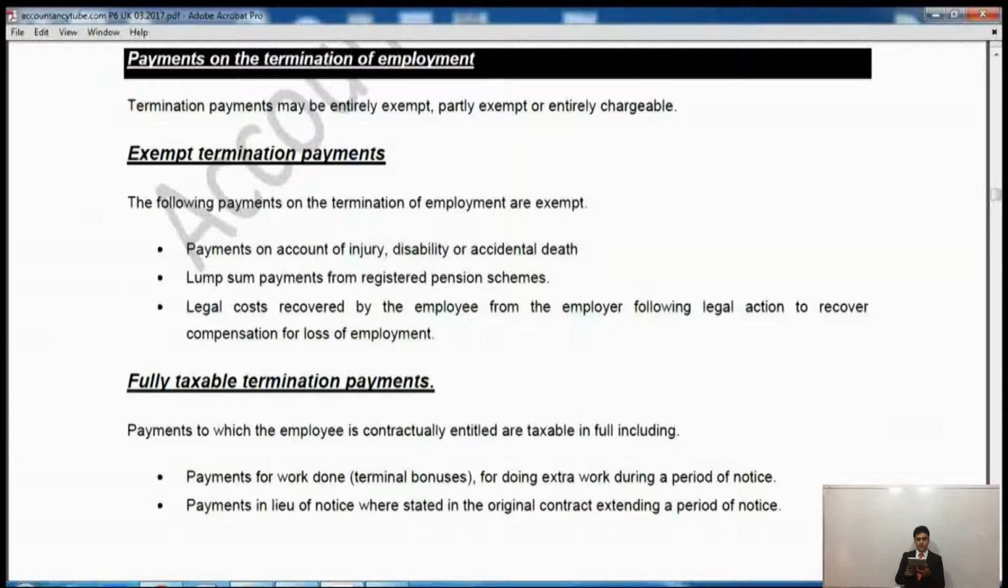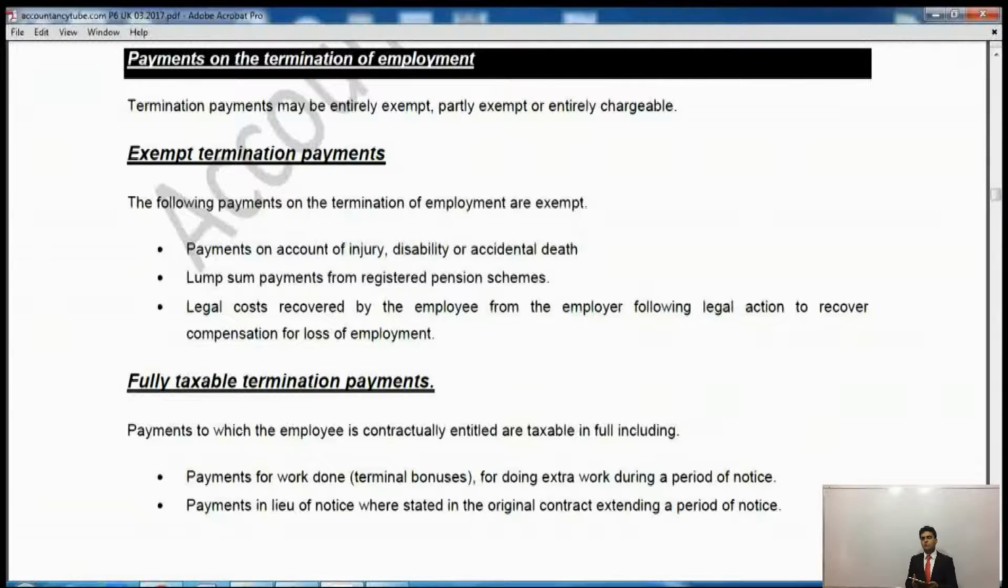The last one of these is legal costs recovered by the employee from the employer following legal action to recover compensation for loss of employment. Say, for example, an employee was working for a company and everything was fine, then the employer kicked off the employee, which was unfair dismissal. The employee spoke to the employer and said, please do not kick me out, how can I go when I did nothing wrong? Then the employer said, no, you will have to leave the company.